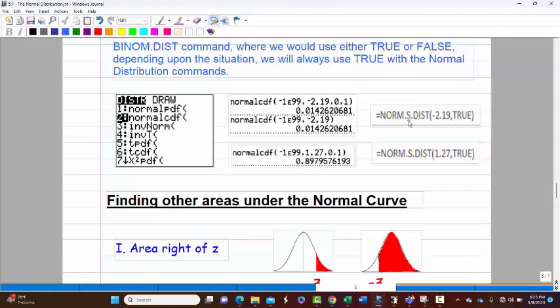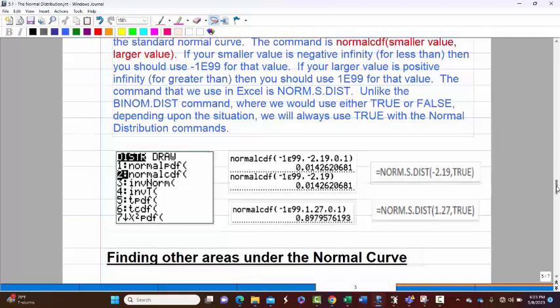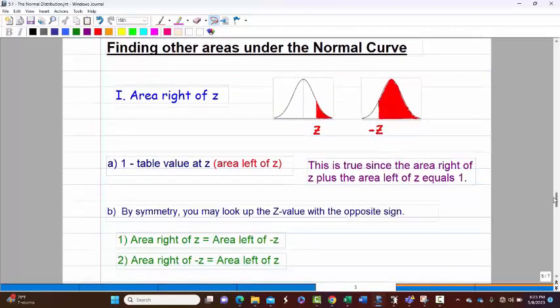It's just an Excel command. It's easier to use, I guess, in the calculator. You didn't have to do all that. I want to show you this because of the 1E99 business, negative 1E99. You just put NORM.S.DIST, you put your z value, and TRUE means cumulative for less than or equal to, as I mentioned up here. I didn't read all this out, but obviously you should read that. So we're always going to use TRUE there. That means less than. But we're not always going to want less than.